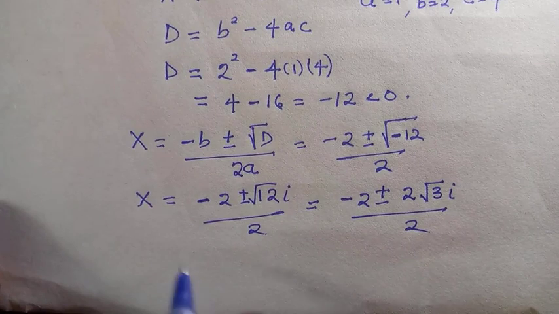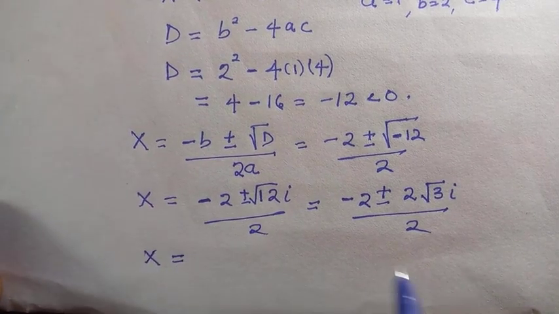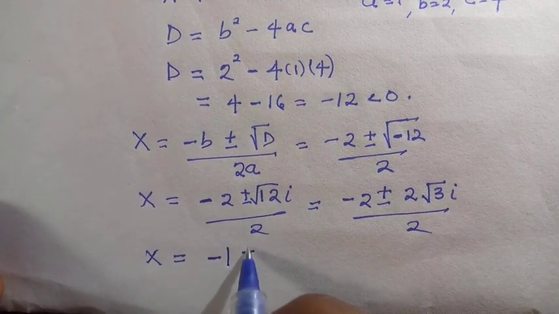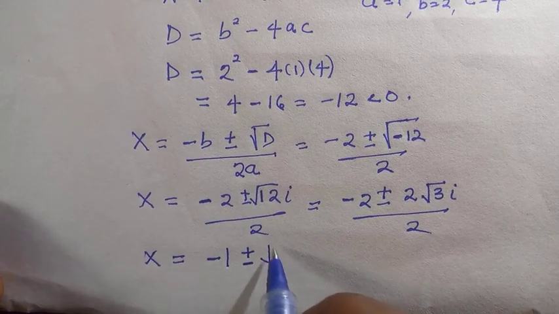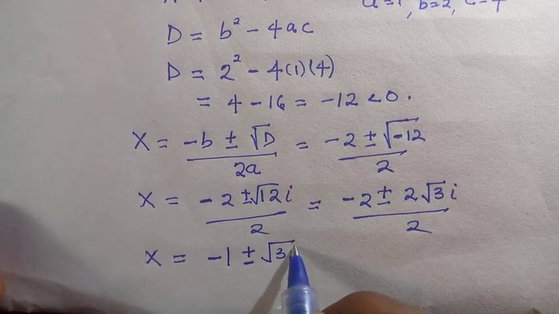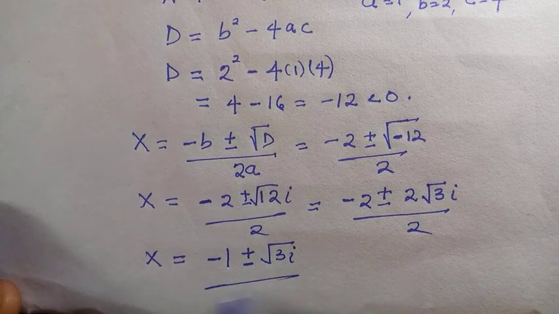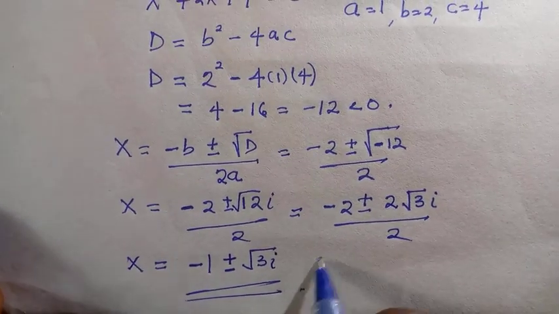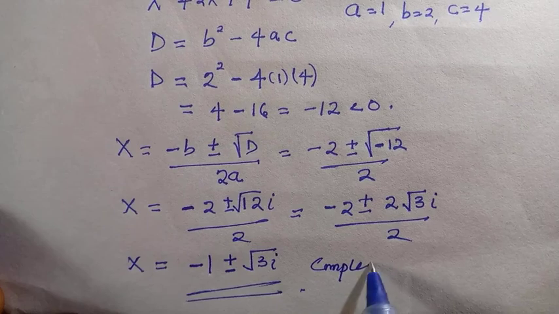Then if I divide 2 by 2, or let's say I factorize out 2, we are going to have minus 1 plus or minus root 3i, which is the complex root for the cubic equation we are given above. And this is how to solve this.